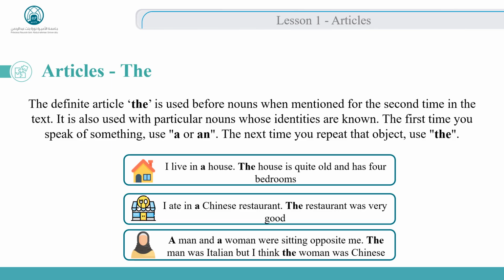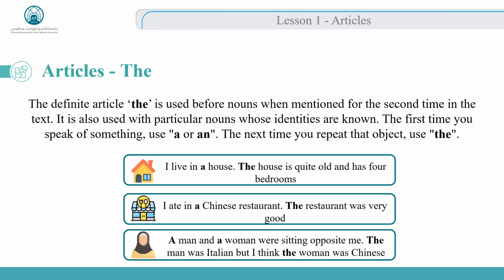We use the before nouns whose identities are known. So we use the before nouns when they are mentioned for the second time in the text or in the speech or whenever we talk with each other. The first time we mention someone or something, we use a or an. But the next time, when we repeat that reference to something or someone, we use the.